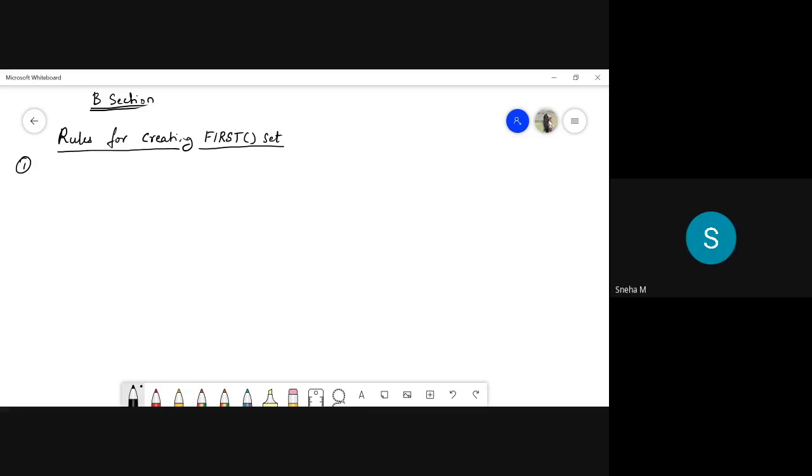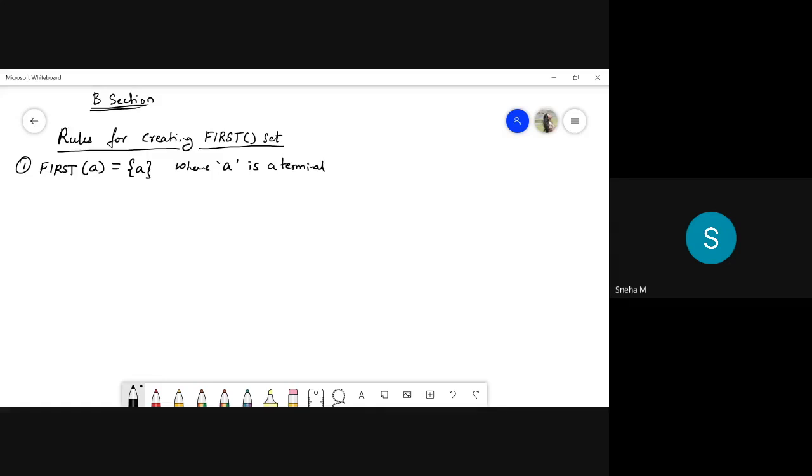And then to construct that table, we need these sets. Yes, ma'am. Okay. So now, for all the non-terminals in a given grammar, you have to go through these rules and create the first set and the follow set for every non-terminal in the given grammar. So first we will see the first set and then we'll go for the follow set. Okay, so first rule: first of a is the set containing a, where a is a terminal.